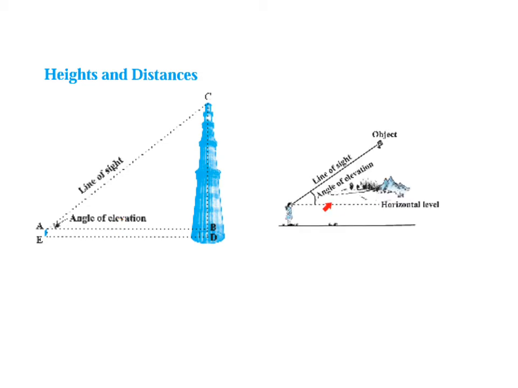Similarly, if you look at this figure, the girl observing a kite, this line is called the line of sight, and since the angle is above the horizontal level, it's called the angle of elevation. So we know what an angle of elevation is now. Let's look at what the angle of depression is.